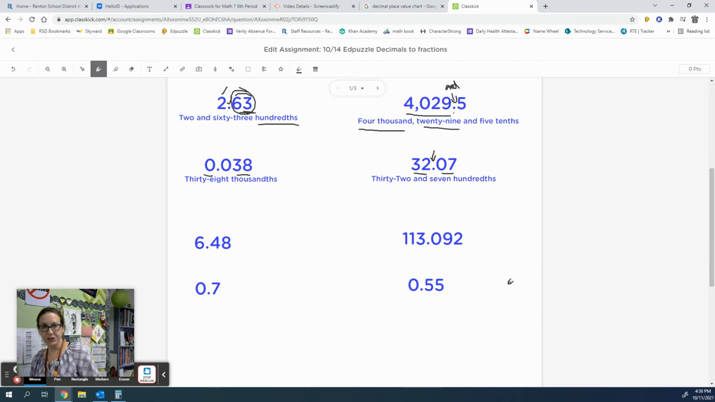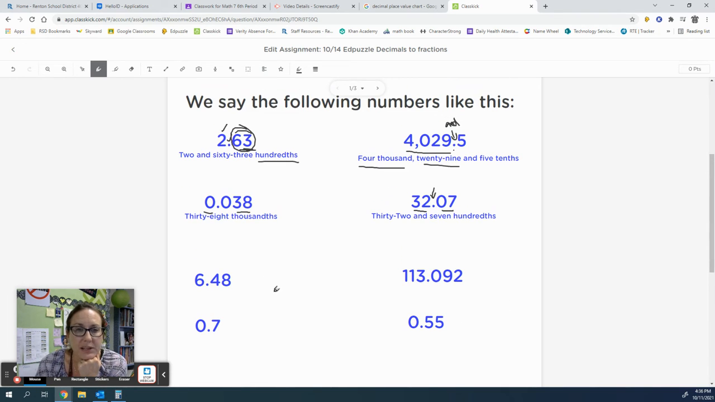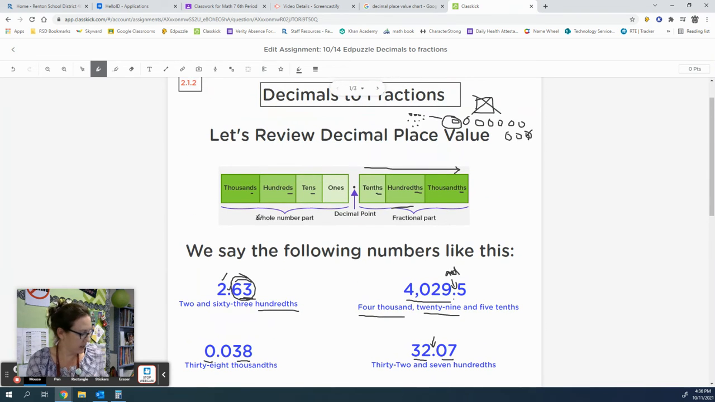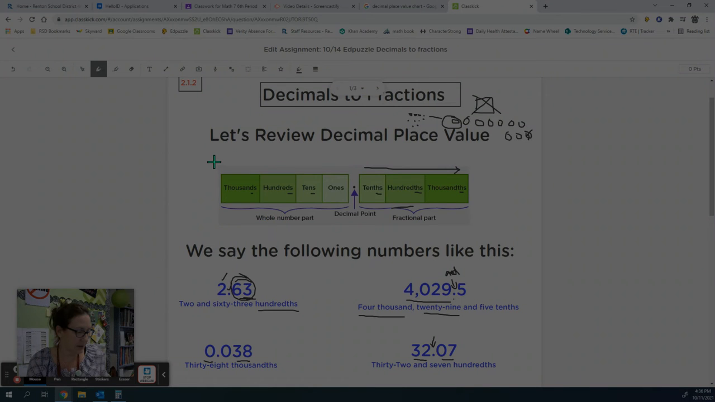Okay, it's your turn to identify how we say some of these. So keep in mind your place value chart here. I'm going to go ahead and bring that down a little closer so that you can see it.